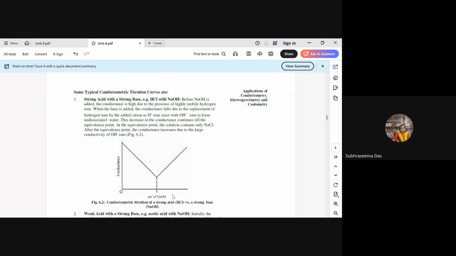This part we will study in the next class. This much for today, and we'll start with conductometric titration curves in the next class.